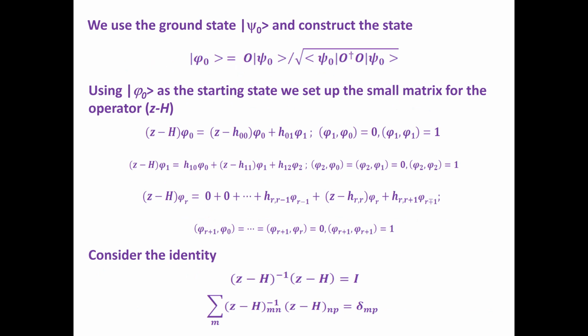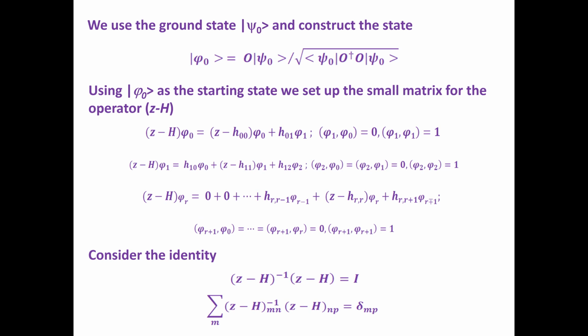Now you can set up the Lanczos matrix starting with phi 0, as before. Before, we did that with an arbitrary initial state. Now what you are going to do is obtain the ground state, operate on the ground state by O, and then use that state to generate the Lanczos matrix.